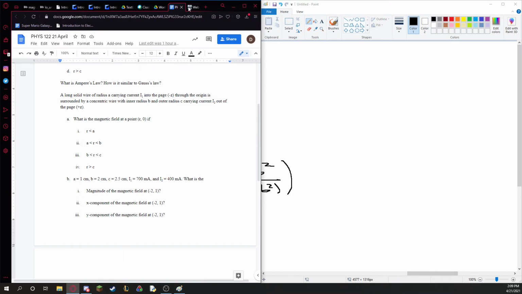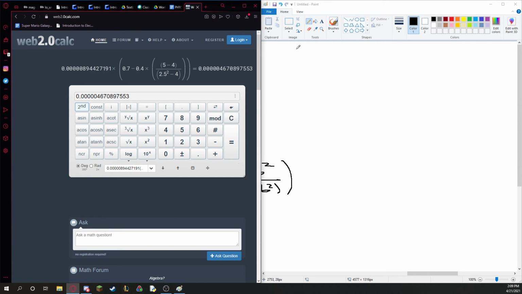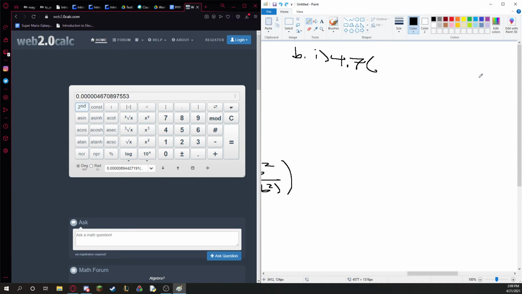Let's move this over here. We have B. We have about 4.7 times 10 to the negative 6. So 4.7 microteslas. Right. Anyone have any questions about that? It's basically just plug and chug into a calculator.